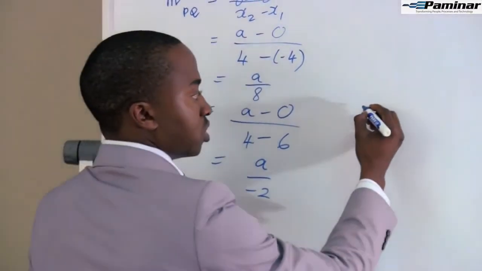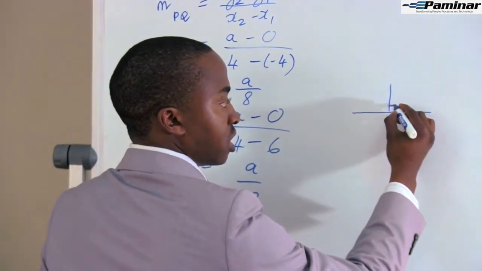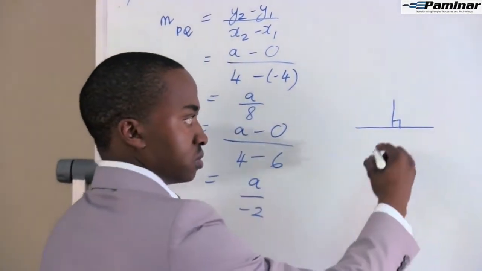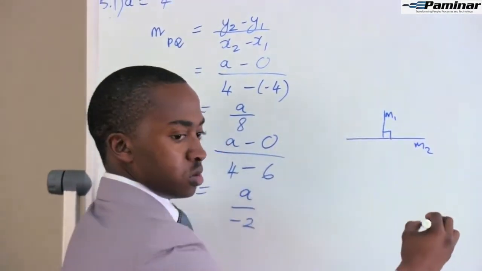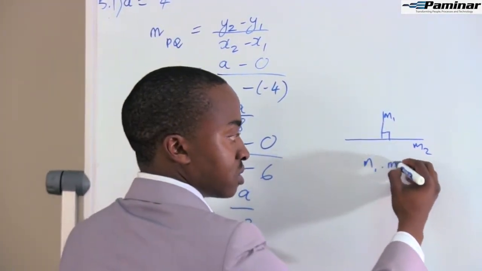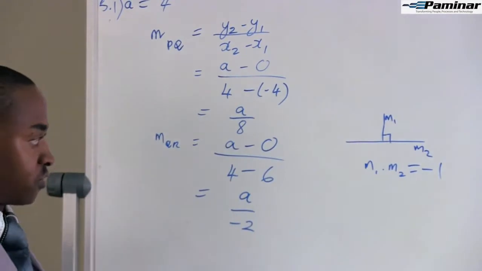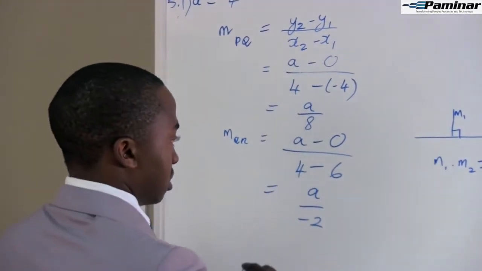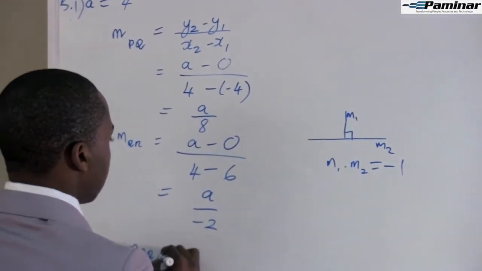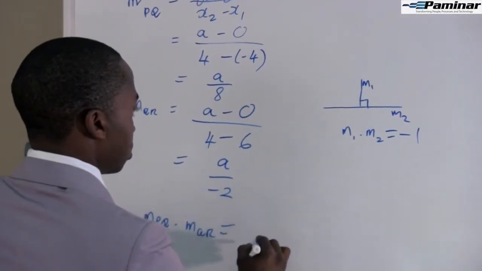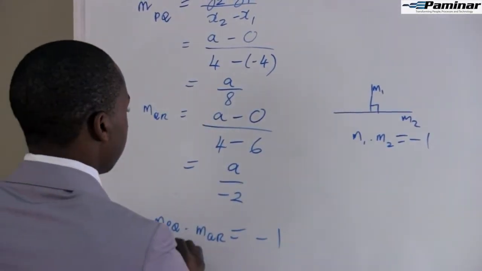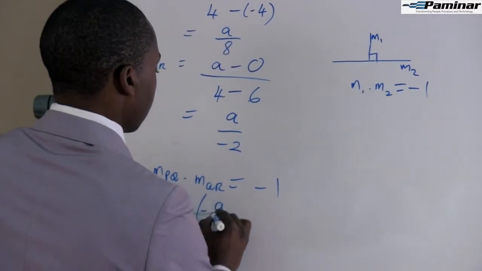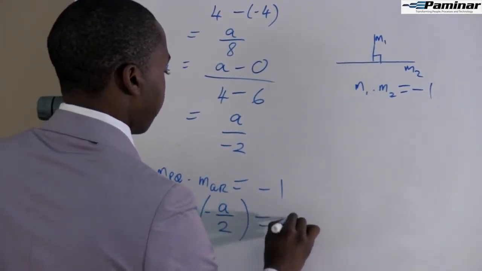Correct me if I'm wrong, but what do we know about the gradients of two lines? What's the relationship between the two? If that's M1 and that's M2, the relationship is that M1 times M2 is equal to -1. So those two lines are perpendicular. Let's use that knowledge. We know that MPQ times MQR is equal to -1. What's MPQ? A over 8. What's MQR? Negative A over 2, is equal to -1.